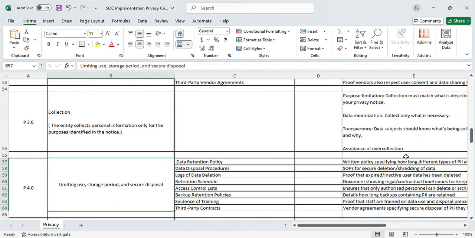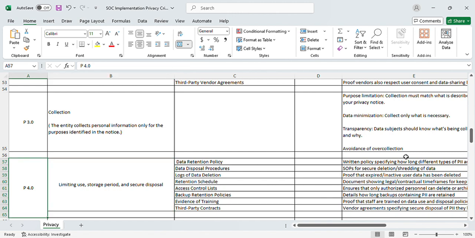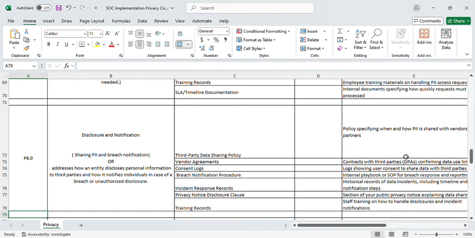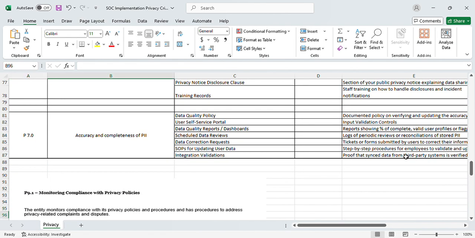Next is how you limit the privacy use, storage period, and secure disposal. Here are the focus areas with evidence examples. You need to compare these ideal AICPA controls of SOC 2 with your existing controls and mention if there is any gap and accordingly provide the due date. Same here for P5, P6 as well, P7. So this is how you can do the things.